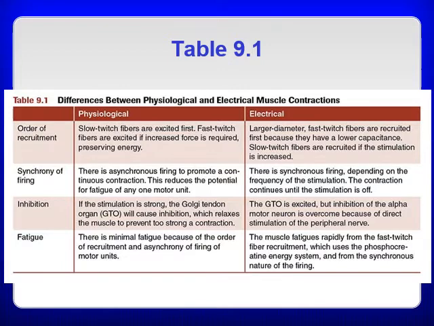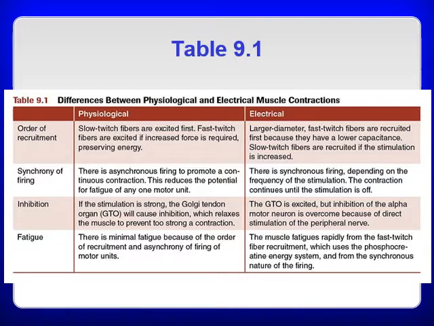You see the order of recruitment is different. The synchrony is different. Physiological is asynchronous firing to promote a continuous contraction. With electrical, it's synchronous, meaning they all just turn on. Inhibition-wise, if the stimulation is strong, Golgi tendon organs will cause inhibition, which causes the muscle to relax. The GTO is excited with electrically stimulated muscle contraction, but inhibition of the alpha motor neuron is overcome because you're directly stimulating the nerve. So the alpha motor neuron doesn't shut off because it's not you voluntarily doing it. It's an outside electrical current that's causing the contraction to occur.